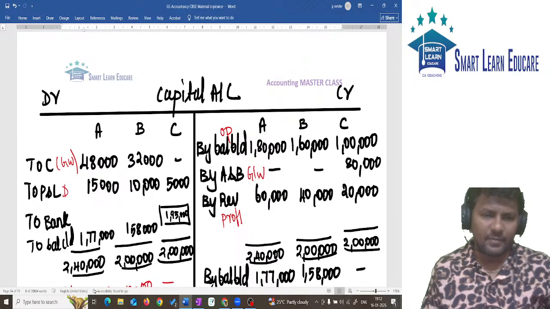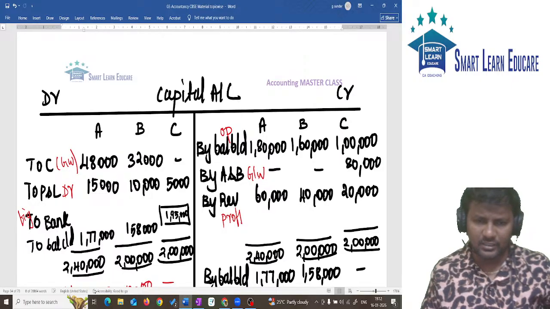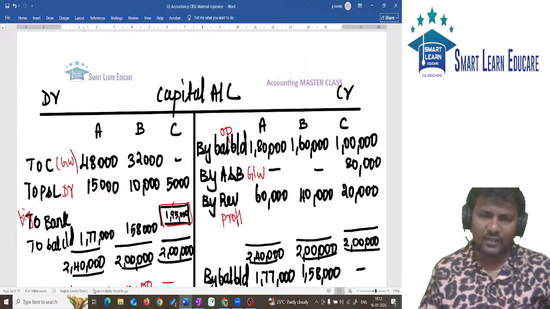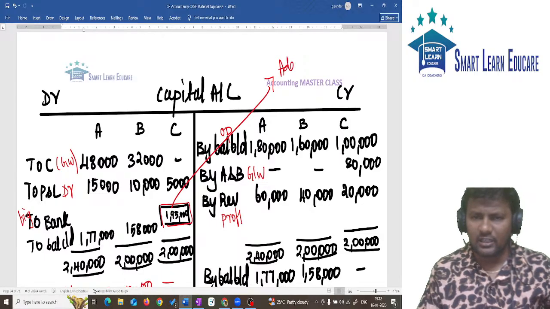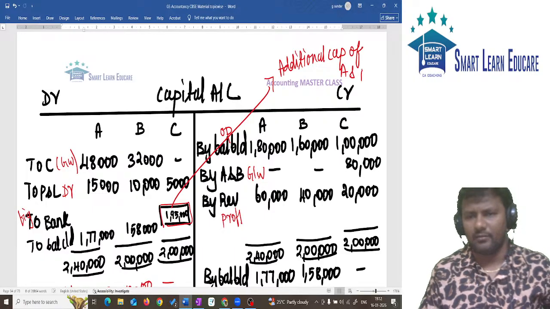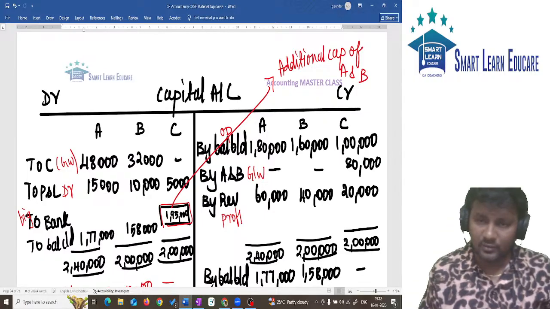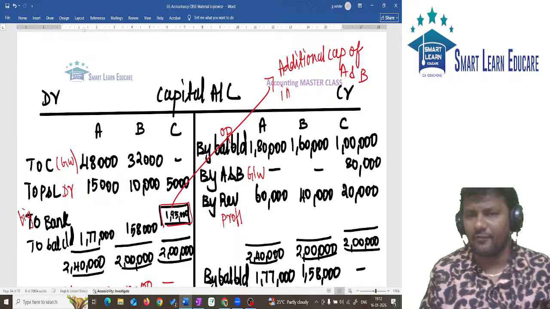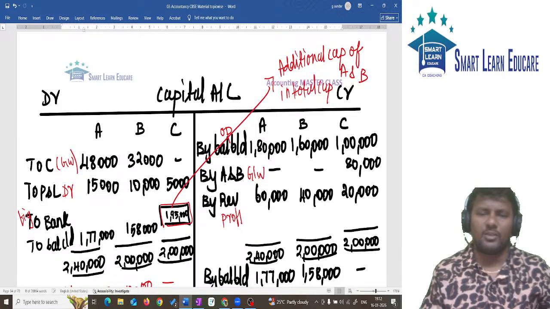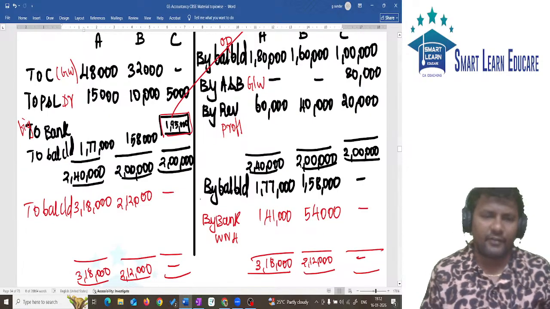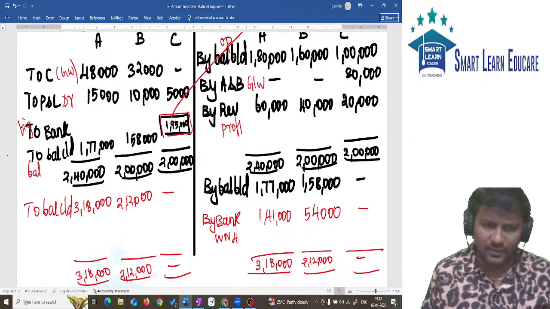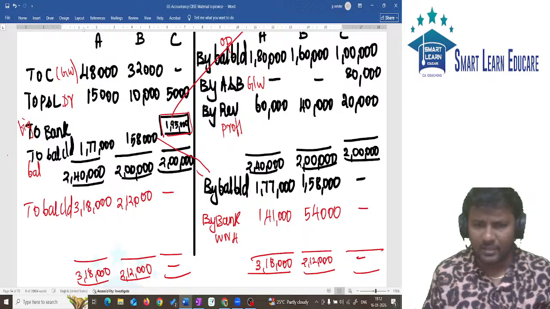and P&L debit balance should be transferred. First find the balancing figure as this is the amount to be paid. This 1,95,000 is nothing but the additional capital of partners A and B. In total, this 1,95,000 is the additional capital of A and B. Then we find the balancing figure. Closing balance we found. The same amount we have written as opening balance here.